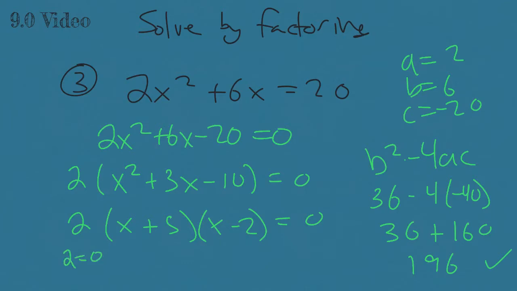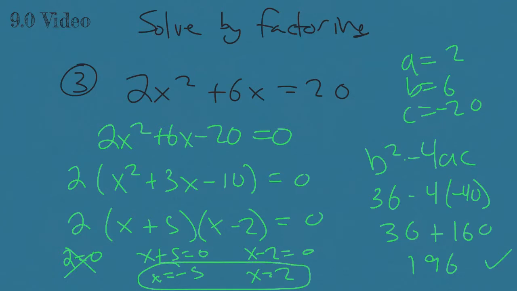2 equals 0, well that's just no solution, nothing. x plus 5 equals 0 would be x equals negative 5. And then x minus 2 equals 0 would be x equals 2. So my answers are x equals negative 5 and x equals 2.